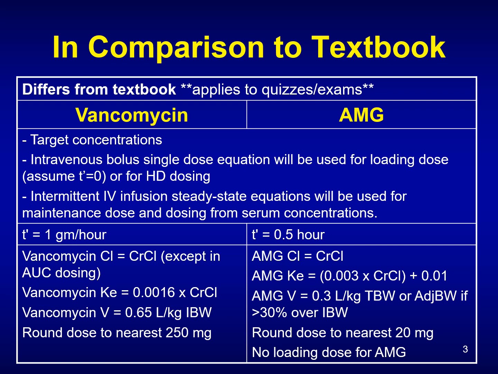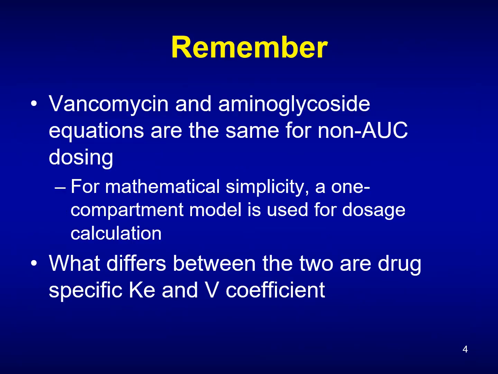For vancomycin, dose will be rounded to the nearest 250 milligrams, and for aminoglycoside, dose will be rounded to the nearest 20 milligrams. Lastly, we will not be doing any loading dose for aminoglycoside. Vancomycin and aminoglycoside equations are really the same for non-AUC dosing. And for simplicity, a one-compartment model is used for dosage calculation. What differs between the two are drug-specific Ke and V coefficients.